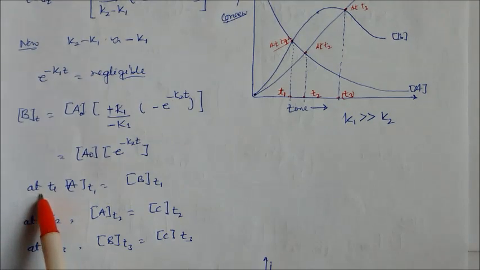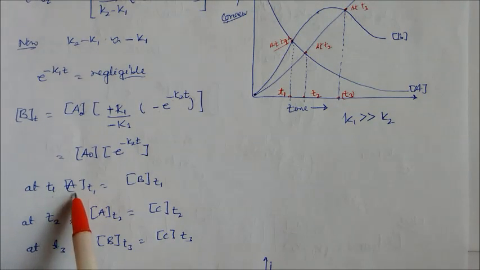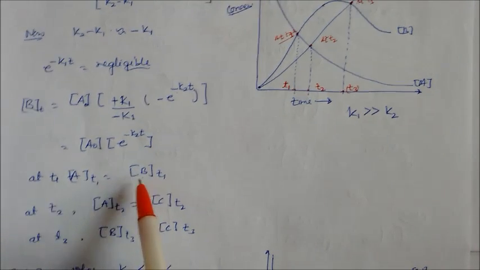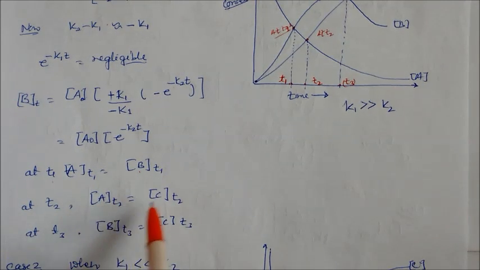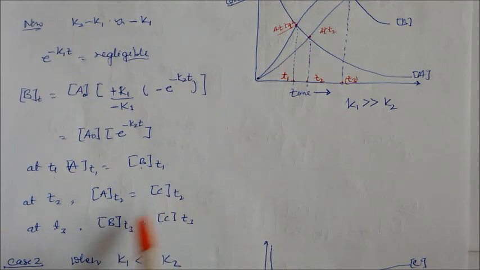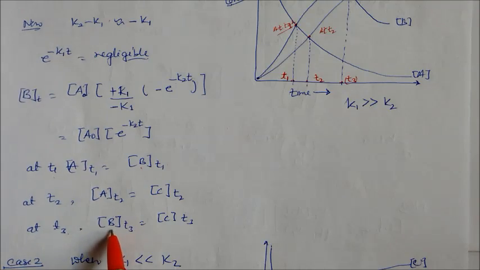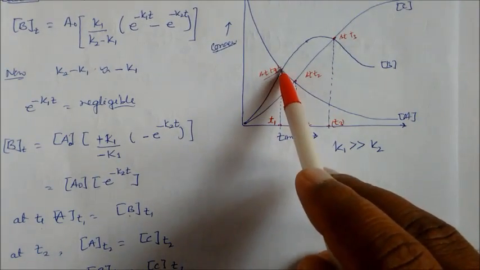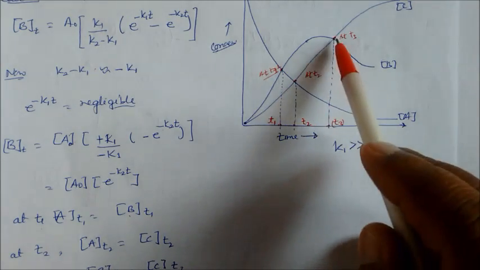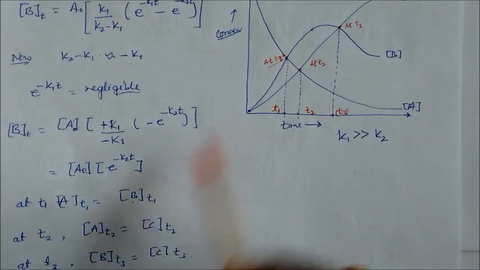So at t1, the concentration of b will be equal to the concentration of c at t1, at t2 the concentration of b will be the concentration of c at t2, and at t3 the concentration of b will be the concentration of c at t3. You can see this from the graph: this is the concentration at t1, this is at t2, and this is at t3. We can compare from here and here.